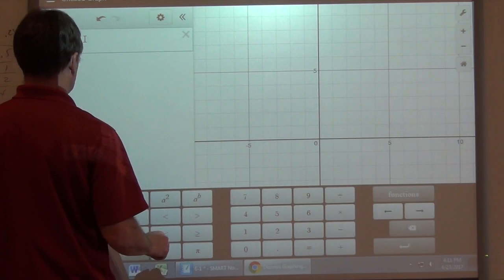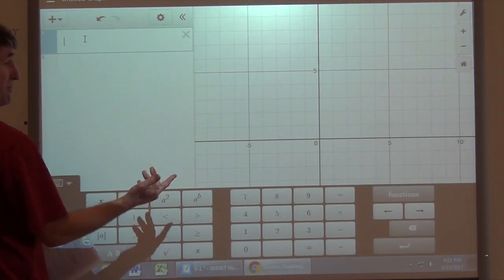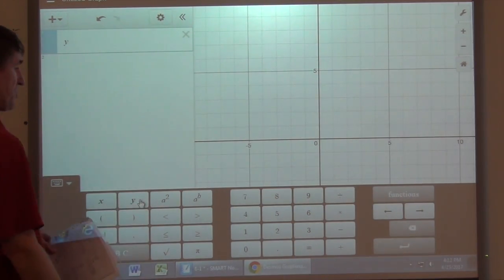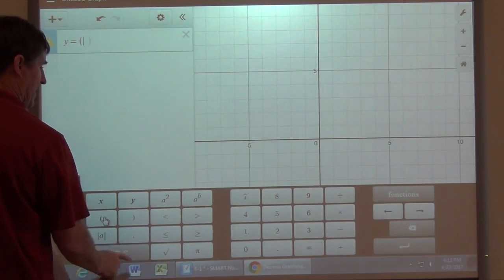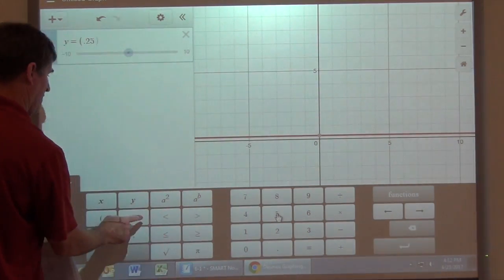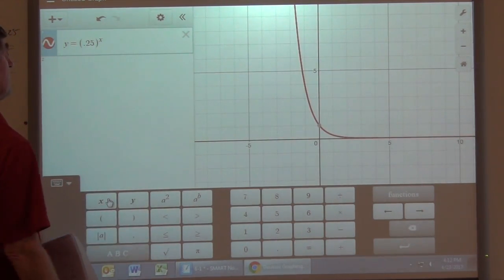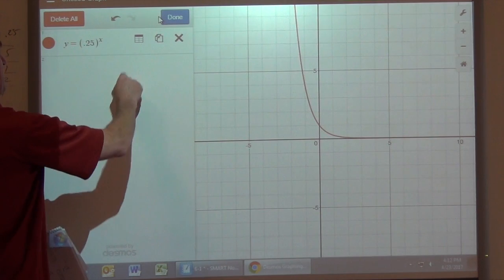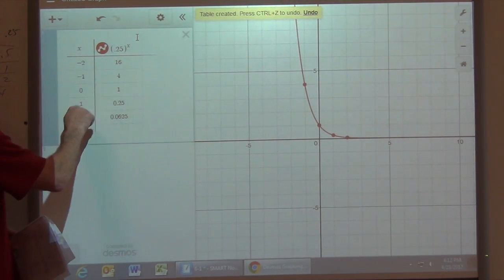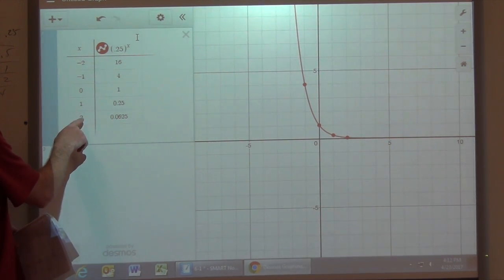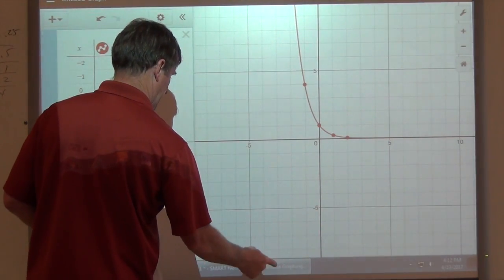The third one was, now it said f of x, but f of x, remember, is just like y. So y equals 0.25. Now they had parentheses on this. Technically you wouldn't need it for the decimal, but just write it the way it was. And so now again we've got that. We go to table. You should have gotten -2, 16, -1, 4, 0, 1, 1, 0.25. And 2 would be 0.06 if we round to the nearest hundredth.